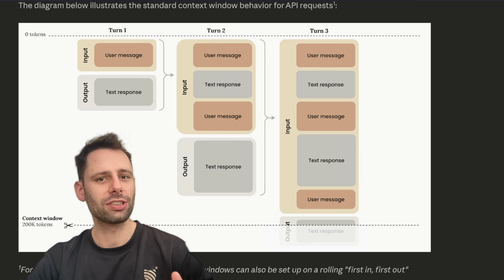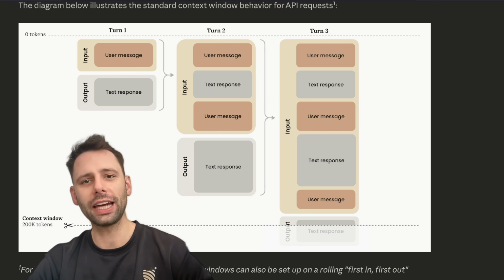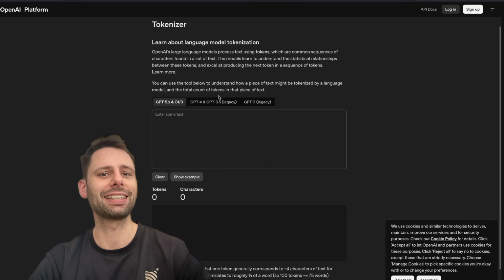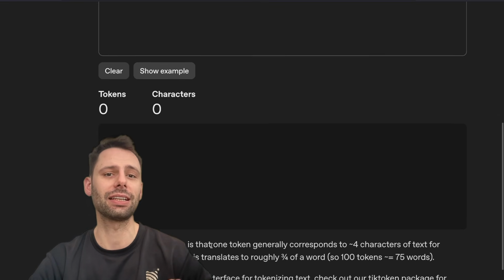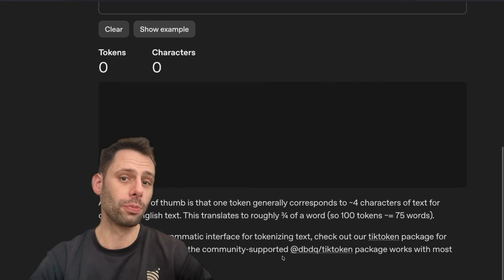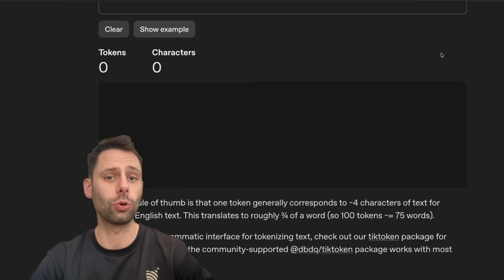Let's make this concrete. Context windows are measured in tokens. A token is roughly 3 or 4 characters, not exactly a word, not exactly a letter. A standard business email is about 200 tokens. A full book, hundreds of thousands of tokens.